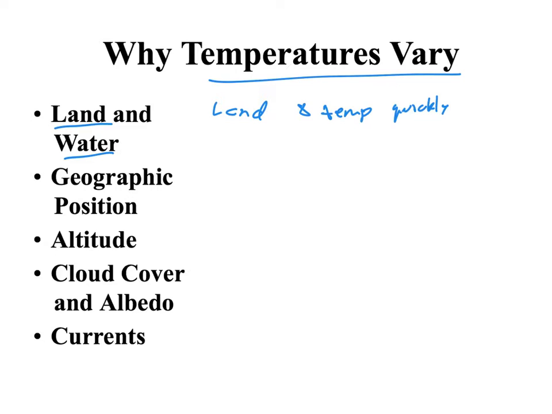So if I'm an island surrounded by water, then I kind of have this buffering system that's going to keep the temperature about constant, versus if I'm in the middle of a continent surrounded by land, we're going to see greater fluctuations in daily temperature.